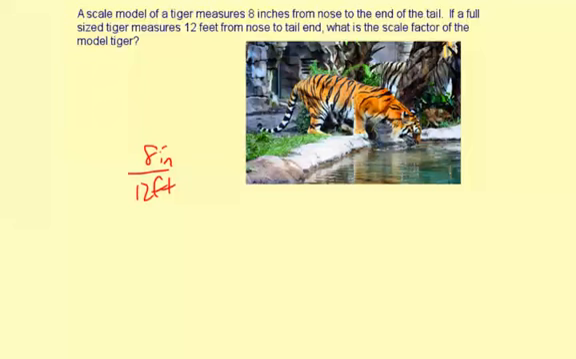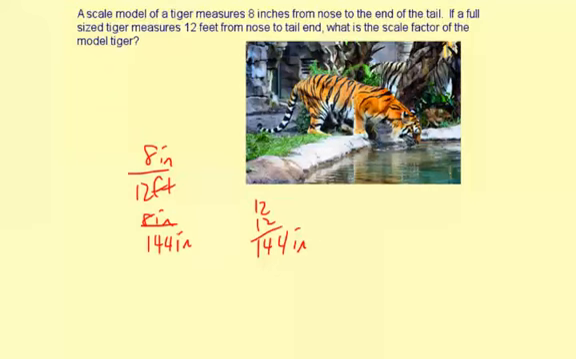So probably the easiest thing to do here is to convert this feet into inches. And there are 12 inches in a foot. So if we have 12 feet, we're going to have 12 times 12, or 144 inches. So instead of writing 12 feet in the denominator, we can put 144 inches. So 8 inches to 144 inches.